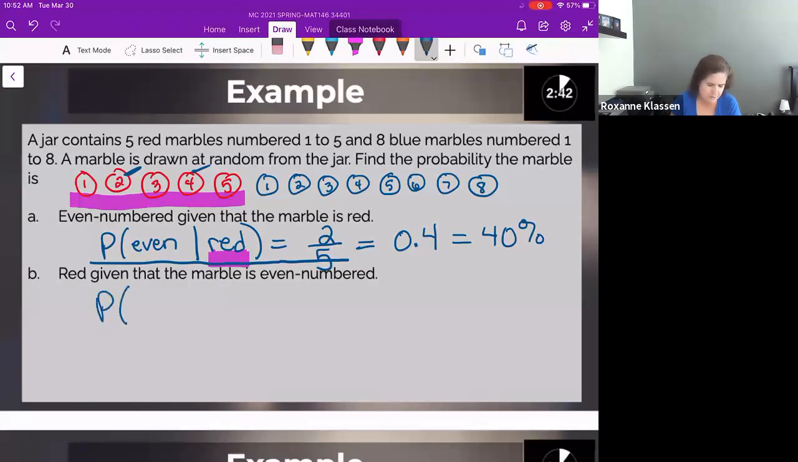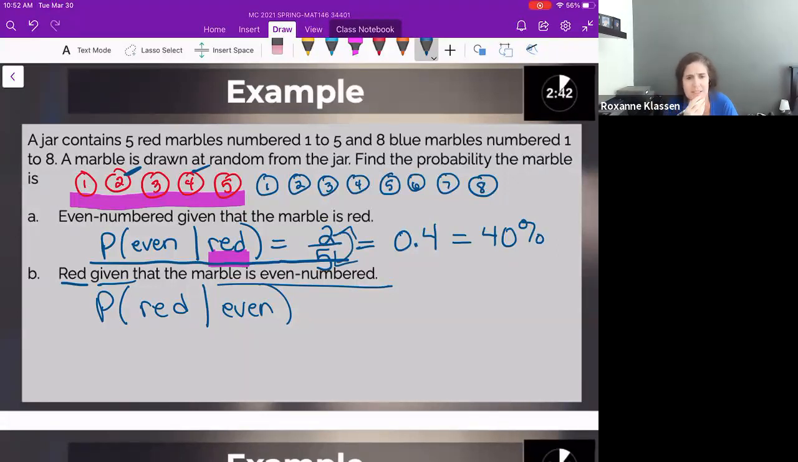So first, the probability statement, it says red, given the marble is even numbered. So red, a line, and even. Now, I think a lot of you thought that, oh, it's just the reverse of the one above it. So instead of 2/5, it must be 5/2. But let's just try to make sense of that.